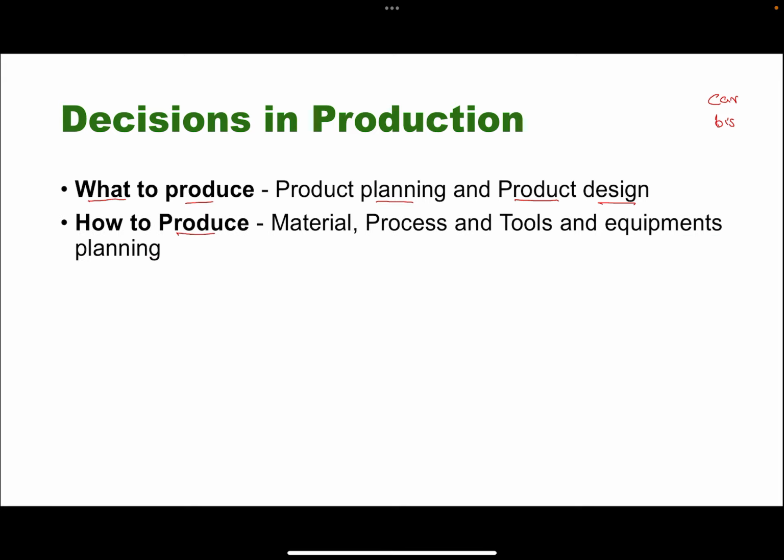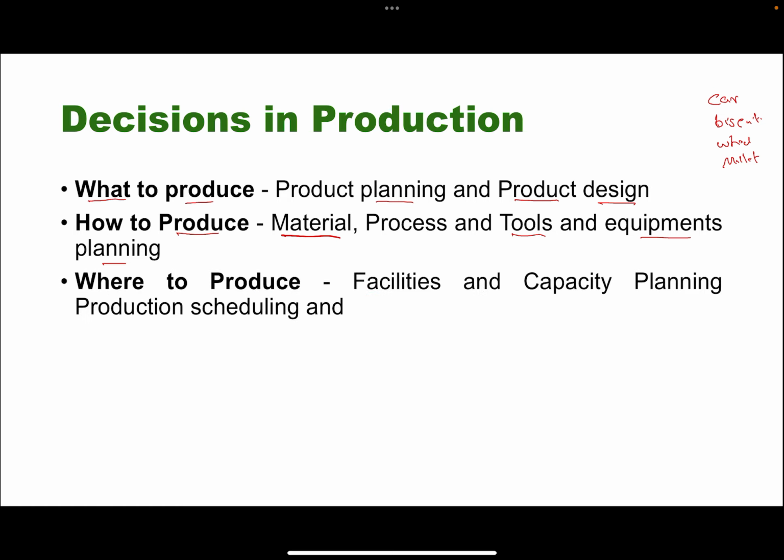Then how to produce. That means what processes you need to adopt, and what various materials you need to select. For example, in the case of a biscuit, for the material sometimes you can use wheat flour, you can use millet, and several other materials to manufacture it. And what should be the tools and equipment. All these need to be decided. So this comes under how to produce.